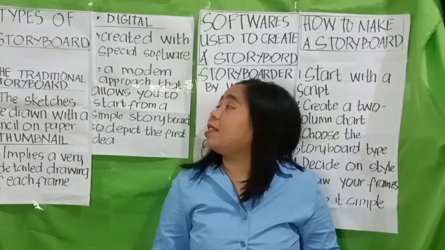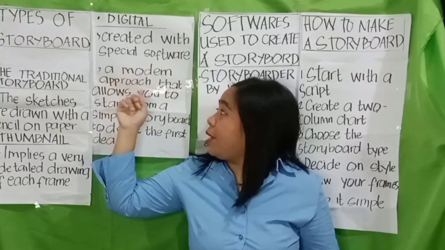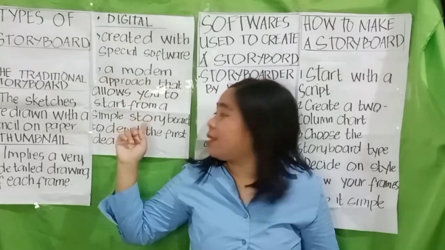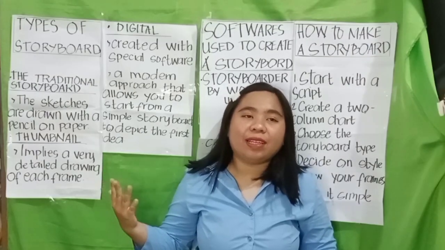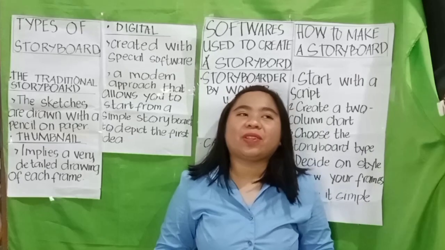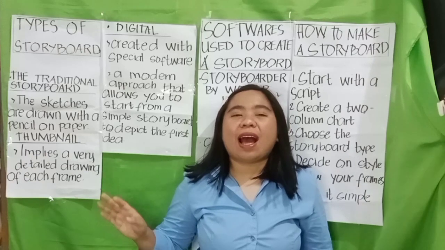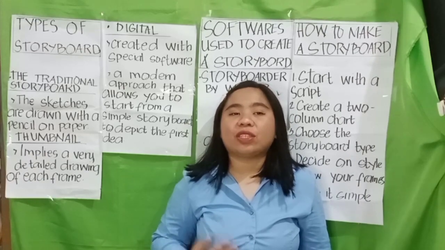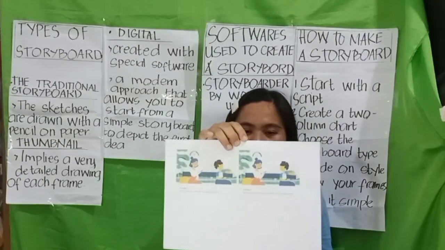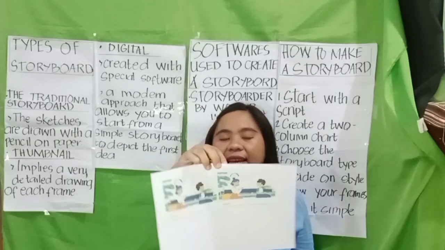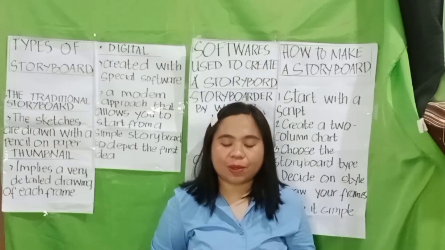And the last type is the digital. Digital is created with special software, a modern approach that allows you to start from a simple storyboard to depict the first idea. This is applicable in our days because our computers have a lot of features. We can download any of the available software in order to create a storyboard. The digital storyboard is just like this. It's way more colorful and more attractive than the other types.